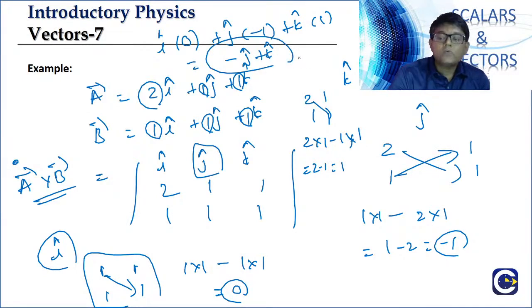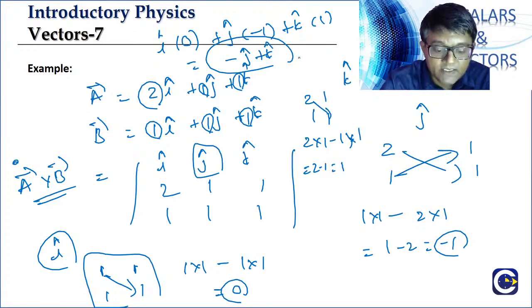Plus minus 1 into J cap means minus J cap. Plus 1 into K cap means what? K cap. So what is the final answer, guys? Minus J cap plus K cap. Maybe you can also try it and check if you are getting the same answer or not. You have to tell me if you are getting the same answer or not.